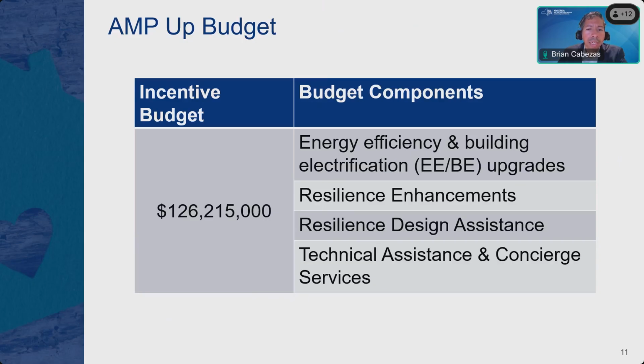So overall, the AMP Up program budget has dedicated over $125 million in incentives, and this table shows the general breakdown of those funds. Really still keeping it at a high level, but in general, the budget components are energy efficiency and building electrification upgrade incentives, incentives for resilience enhancements, incentives for design assistance for resilience, and technical assistance and concierge services. And we can go to the next slide, please.